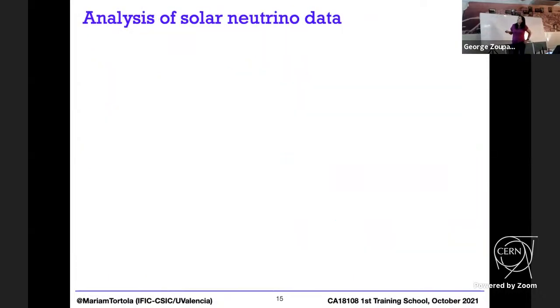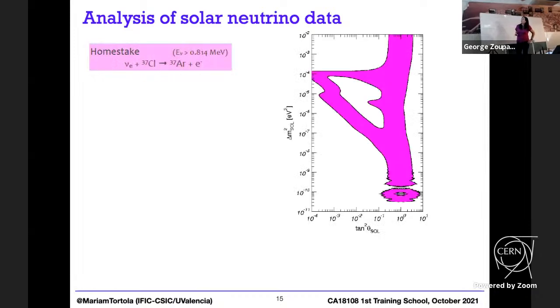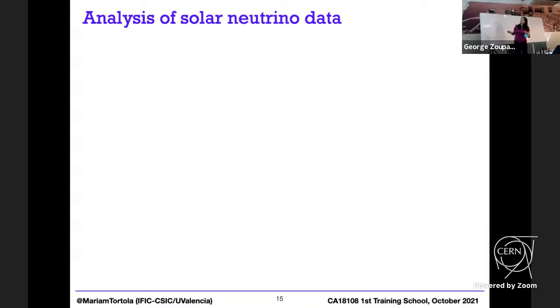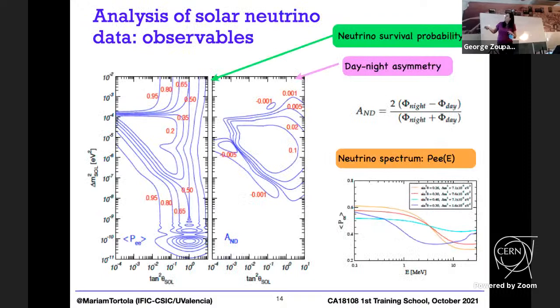And then I wanted just to show you this plot that I think is quite illustrative. This is the analysis when we were just considering the results from the Davis experiment, the Homestake experiment. Homestake was a radiochemical experiment only measuring the neutrino survival probability. So you can see, this is the allowed region at 90% confidence level. It reminds you of the shape of the probability, right? The one here. Because essentially with Homestake, we can just constrain the probability.